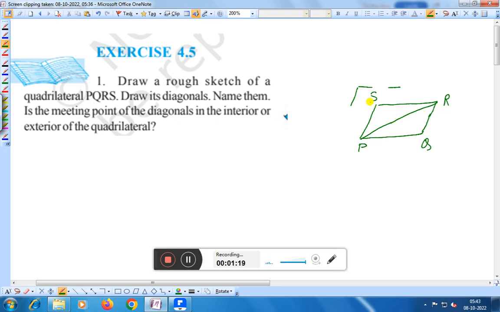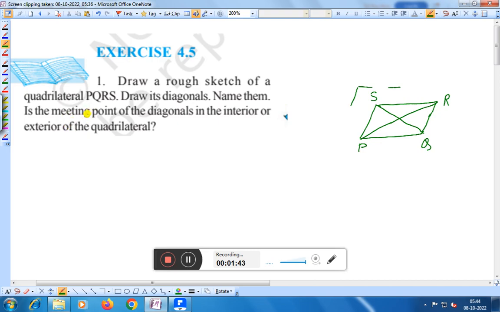right? Another, you see the vertex opposite to S is Q, right? And you have to join S with Q. These are the two diagonals of the quadrilateral, right? That means PR and SQ are two diagonals. Name them. That means there are two diagonals.